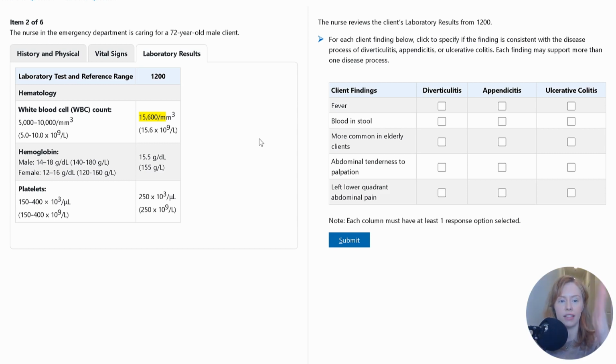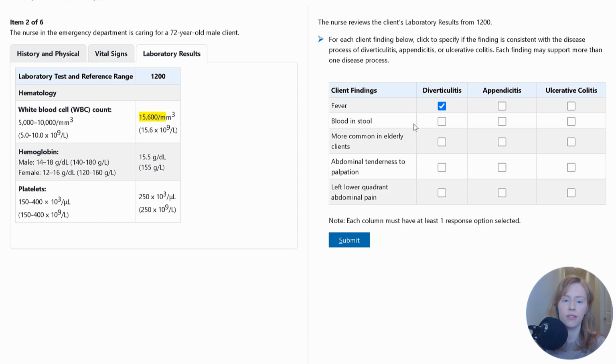So now knowing that, let's treat this like a select all that apply. So diverticulitis, will it cause fever? Well, we just discussed how it's infection, inflammation, and anything that causes infection or inflammation can cause fever. So yes, I would expect to see that.